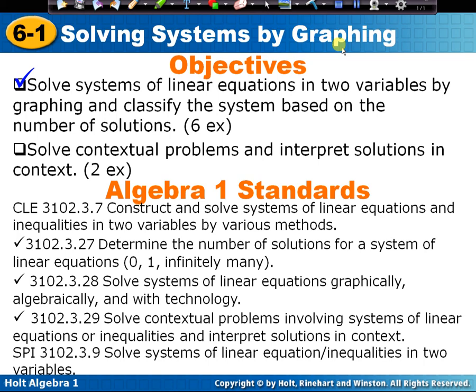Alright, so we've covered our first objective, which is to solve systems of linear equations in 2 variables by graphing and classify the system based on the number of solutions. Okay, and we talked about how you could have one point as your answer, or you could have no solution or infinitely many solutions. Okay, tomorrow we're going to look at solving contextual problems and interpreting solutions in context in class.